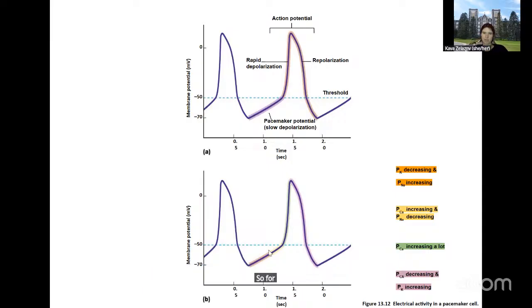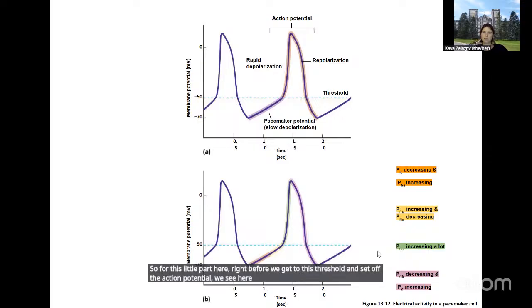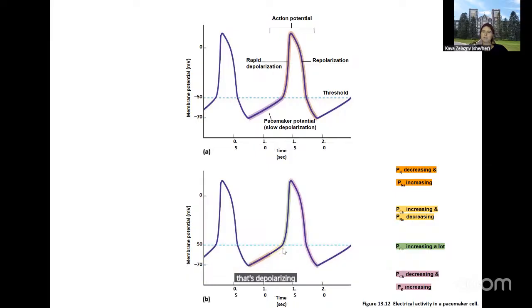So for this little part here, right before we get to this threshold and set off the action potential, we see here that actually it's not the sodium anymore that's depolarizing us, right? So we can see this permeability to sodium is actually going down, right? So those channels are kind of closing. But making up for it is we have this calcium, right? So these calcium channels are starting to open in this later part of the pacemaker potential. Okay, so calcium is starting to play a big role.